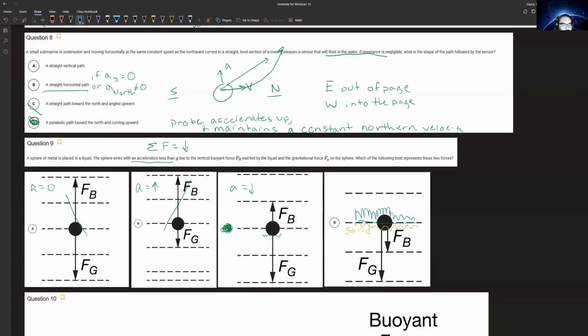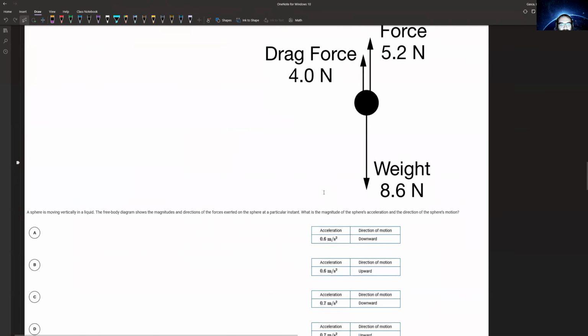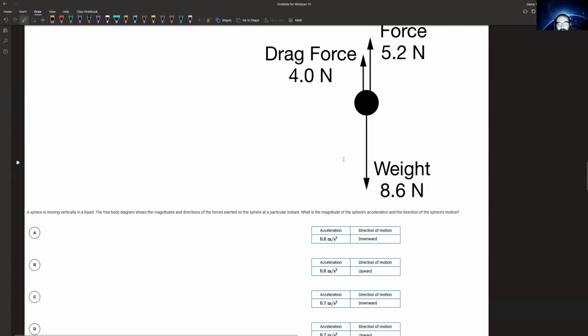Okay, let's go ahead and look at number 10. We have a drag force, we have a buoyant force, and a weight, and they want us to determine a sphere moving vertically in a liquid. The free body diagram shows the magnitude and directions of the forces exerted on the sphere at a particular instant. What is the magnitude of the acceleration and the direction of the sphere's motion? I kind of don't like that question here, but I'm going to assume it's been doing this for some time.